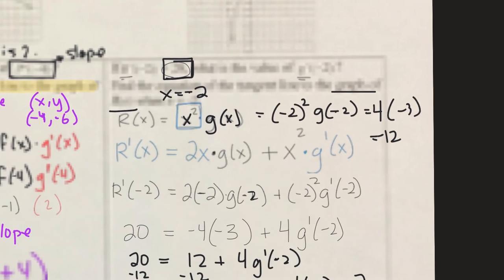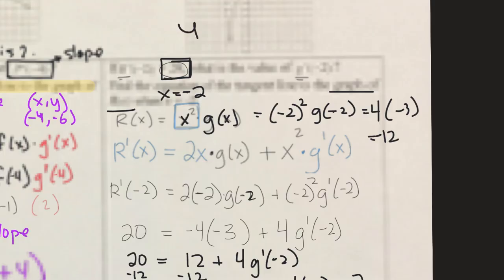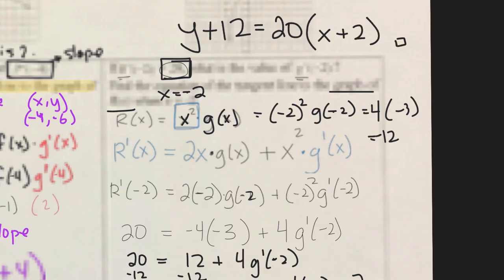So let's write our equation. Y minus negative 12 is a plus, equals our slope was 20, right? That was r prime at negative 2 is 20, times x minus a negative, once again, is a plus, and that is the equation of our tangent line.